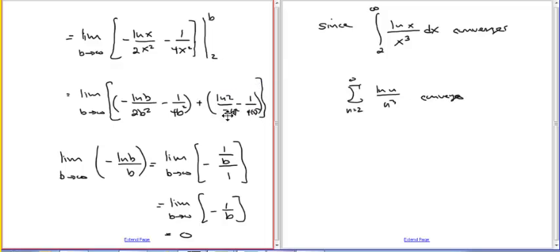So again, these are numbers. This one goes to 0. And when we use L'Hopital's rule, we're going to have that b squared, so you have 4b right there. And what actually happens is, I think we get a b squared here. And so it still goes to 0.